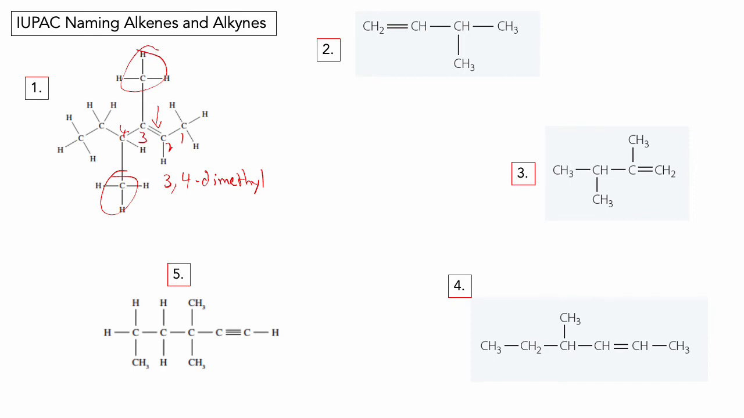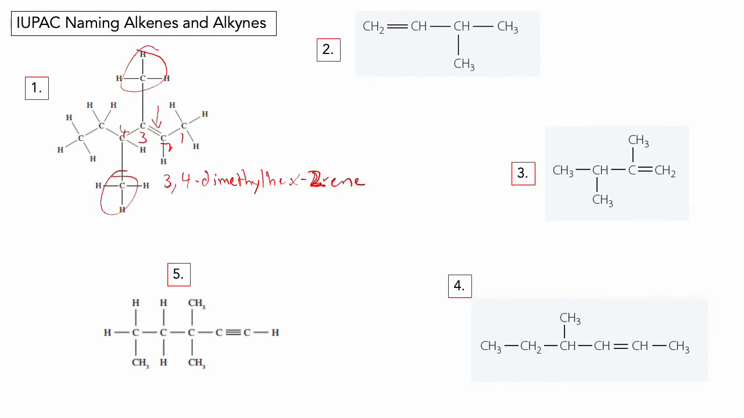And we said that was hex. Yep, hex. The lowest carbon on the bond is 2, so hex-2-ene. That's a 2, not a 3. Hex-2-ene. Okay, on to number 2.